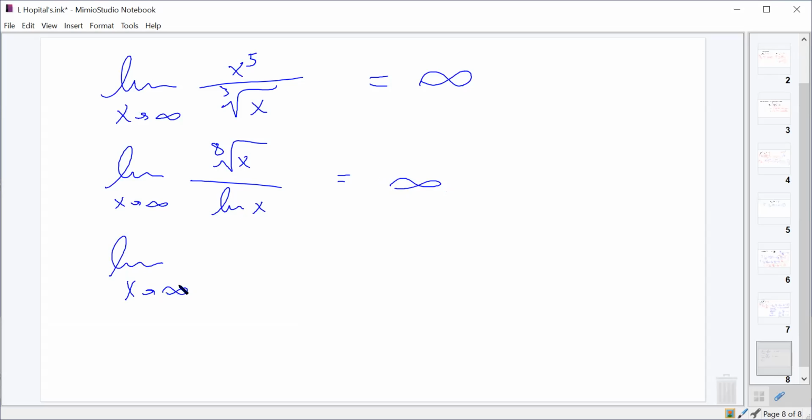I give you the limit as x approaches infinity of x to the 1000th power over 2 to the x. What should that be? 0. Should be 0, because the denominator is going to increase more quickly than the numerator. Good or no?